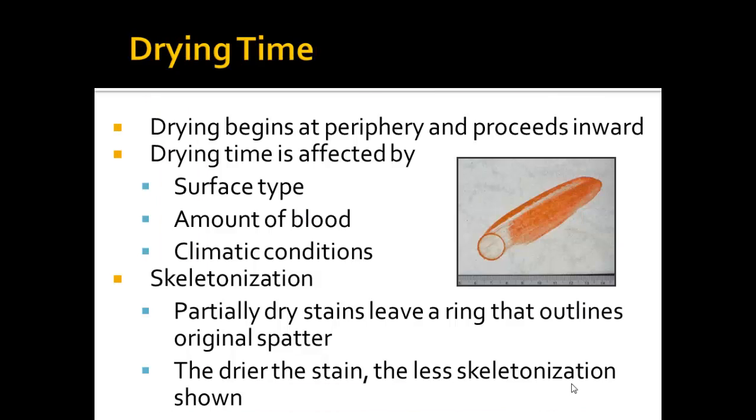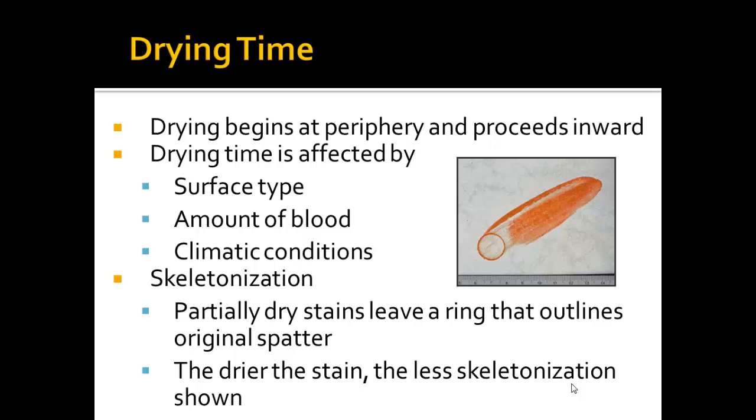The way blood dries can tell us a lot about time. Drying is going to start the moment blood hits the air, and it dries from the outside, the periphery, and goes in. Drying time is affected by all kinds of things, including what type of surface it's on, how much blood. One little tiny drop is going to dry much faster than a pool of blood. The conditions of the air. Is it wet outside? Is it hot? Is it cold? Is it windy?